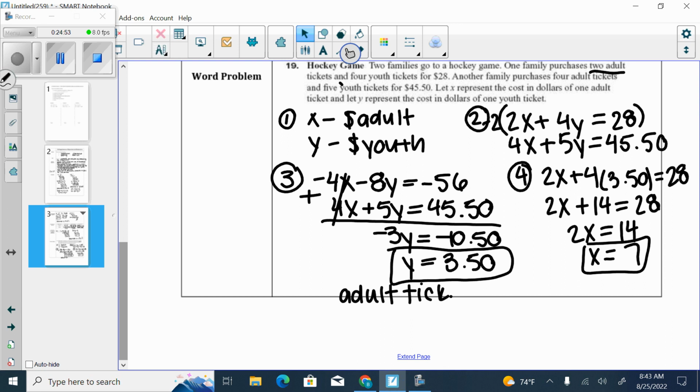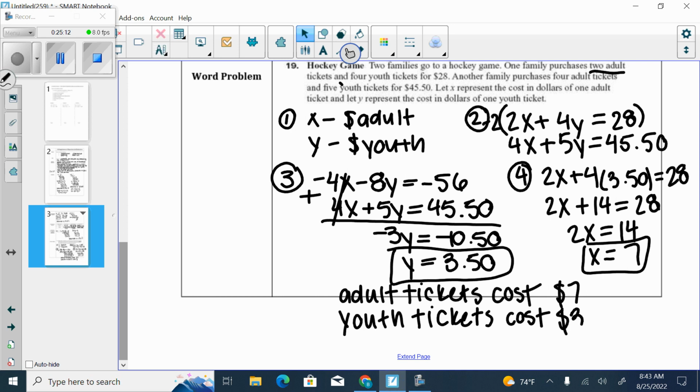tickets cost, this one's the adult, right? So it was X, $7. And youth tickets cost $3.50. Okay.